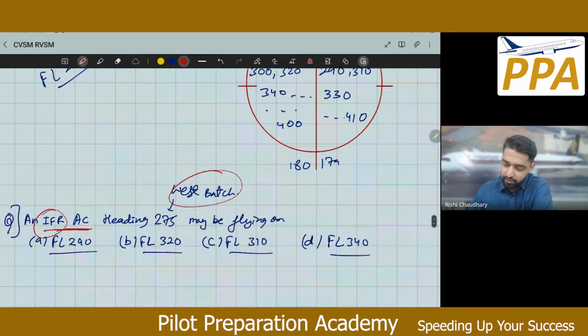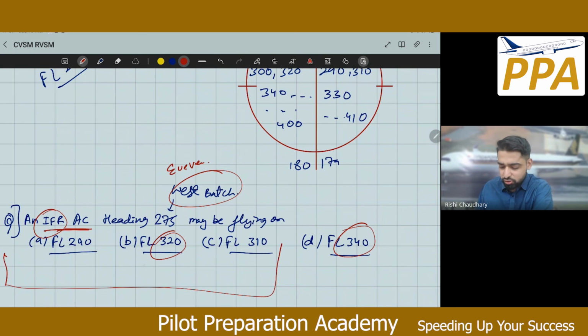West batch, what all could be the flight level? All the west will have all the even flight level. So flight level 320 would be the answer, and flight level 340 could be the answer, because the options would be 3. You may think that this should be the answer in your exam, but this is wrong, because whenever it is not given that the airspace is RVSM, don't assume it to be RVSM. Always assume the airspace to be default CVSM.